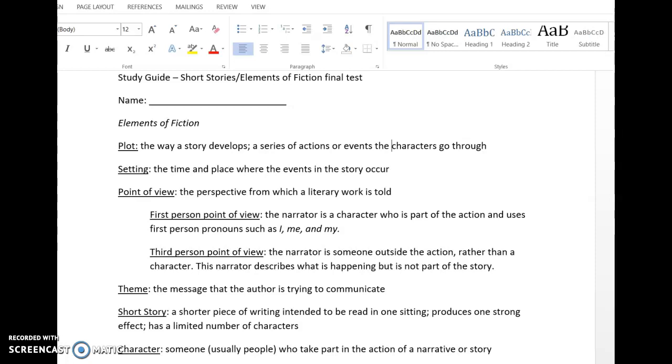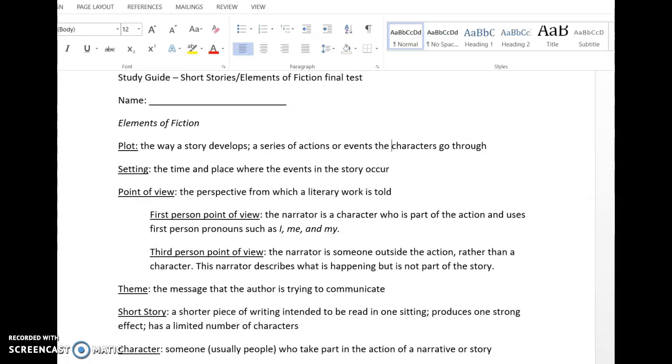Third person point of view is when the narrator is someone outside of the action rather than a character in the story. The narrator describes what is happening but is not part of the story. So most of the stories, in fact, all of the stories that you read for the short story unit were from third person point of view. There weren't any first person short stories that we read for these 4 short stories. The one exception to that rule was The Lady or the Tiger, which does change point of view in the end of the story, but you're not going to need to know that for your test.